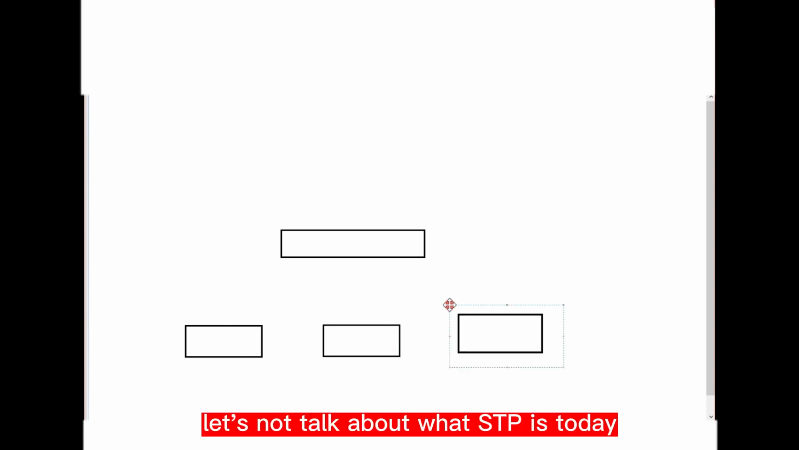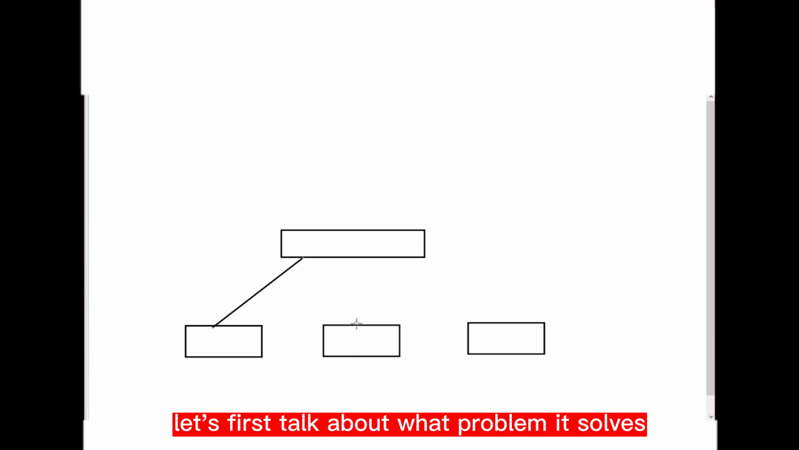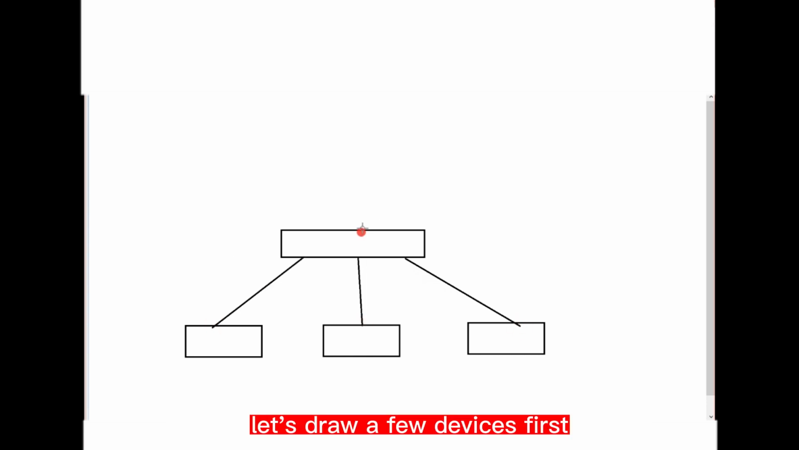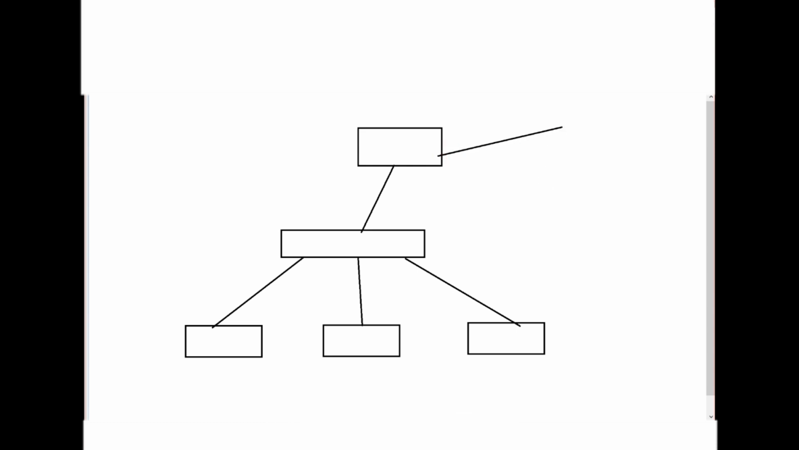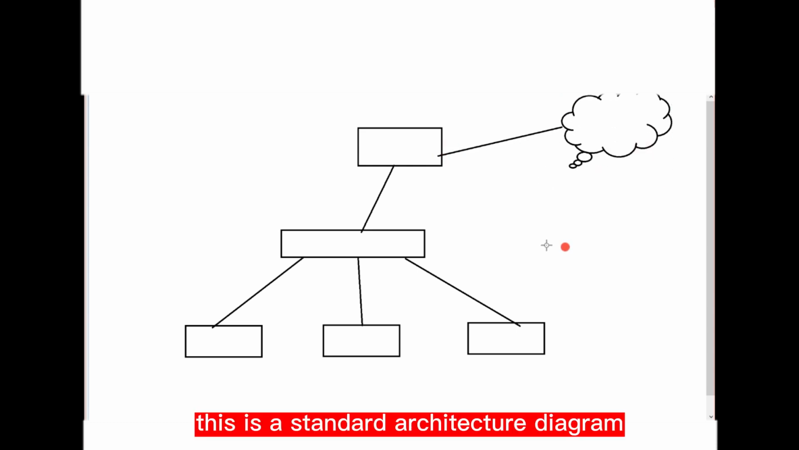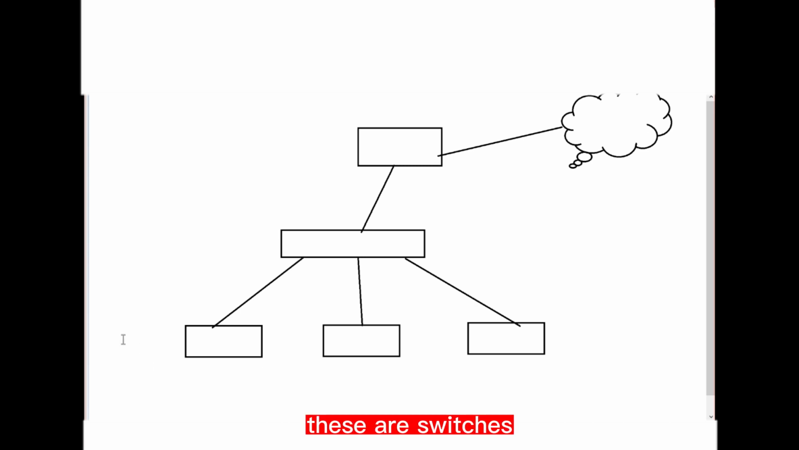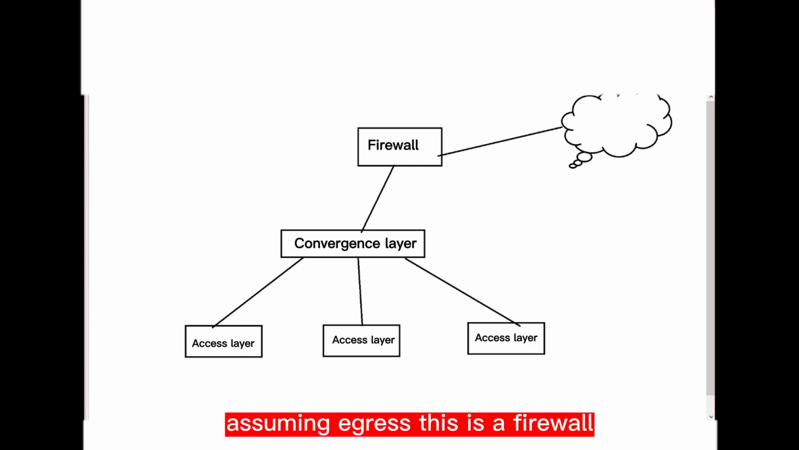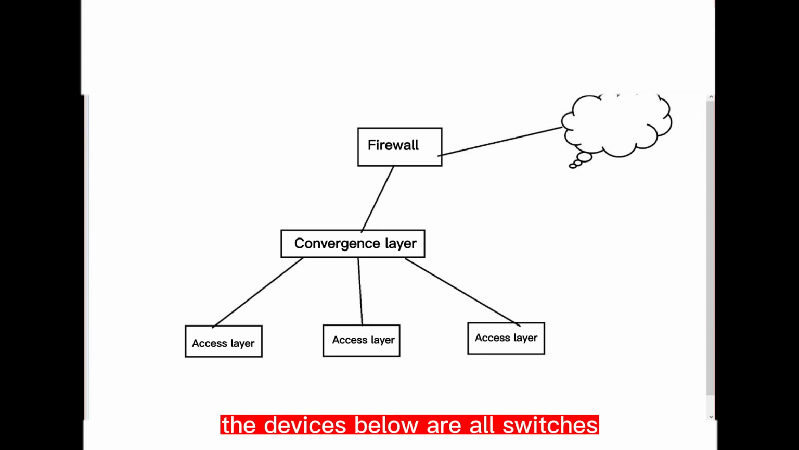Let's not talk about what STP is today. Let's first talk about what problem it solves. Let's draw a few devices first. This is a standard architecture diagram. These are switches. Assuming egress, this is a firewall. The devices below are all switches.